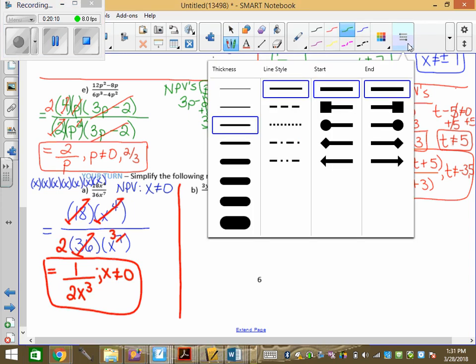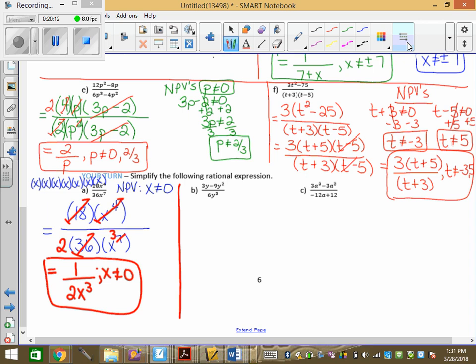B, my numerator, I could take out a 3y. When I take a 3y out of 3y, I'm left with a 1. Minus 9y squared, take out a 3y, I'm left with a 3y. In the denominator, I have 6y cubed. The 6y cubed is multiplied together, correct? So I can put them in their own brackets. The 3 and the y can go in their own brackets because they're multiplied. The only NPV I get is y times y times y, which is just y cannot equal 0.